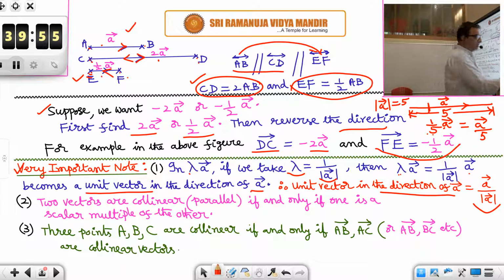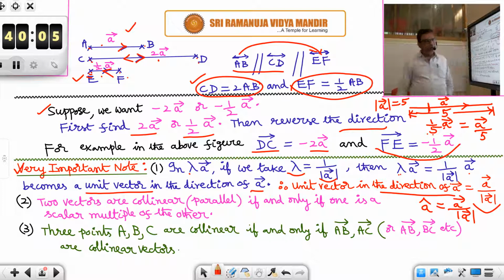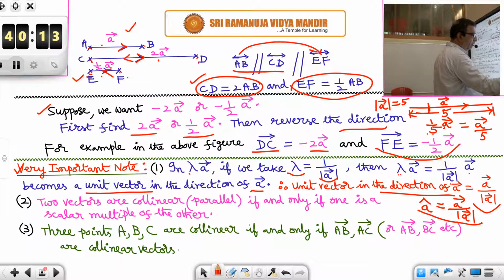So unit vector in the direction of A bar is indicated by what symbol? A cap. A cap is A bar by mod A bar. Okay. Unit vector in the direction of A bar is indicated by the symbol A cap, and A cap is A bar by mod A bar.